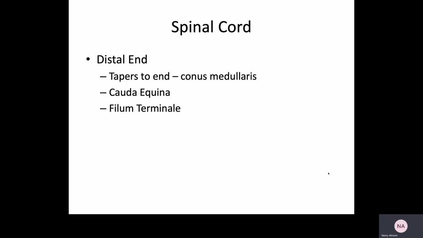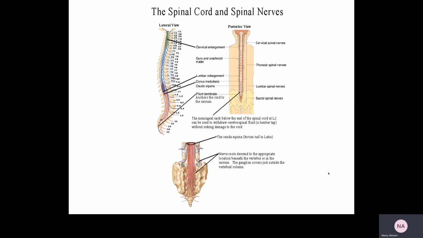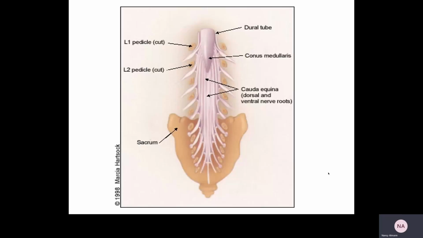And we also need to talk about the filum terminale. So let's go to this image. So here's the conus medullaris. Here's the cauda equina. And this structure right here, which is going to connect the distal end of the conus medullaris of the spinal cord to the base of the sacrum, is known as the filum terminale, and it exists to keep the spinal cord anchored in place. It is a strand of fibrous connective tissue.